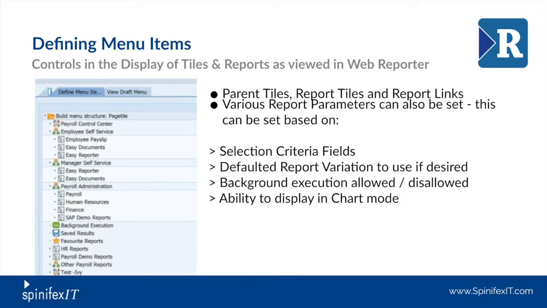And then if you double click on any of those items, parent tiles, and report links themselves, you'll be presented with a screen that allows you to configure some particulars. For example, for the report links, you can set options such as the selection criteria fields, or any variant you would like to be run as the initial default, whether the report is allowed to be executed in background mode, as well as whether the report results can be displayed as a graph. Also, that ability to make the on-the-fly changes I mentioned earlier is configured here as well on a report-by-report basis.